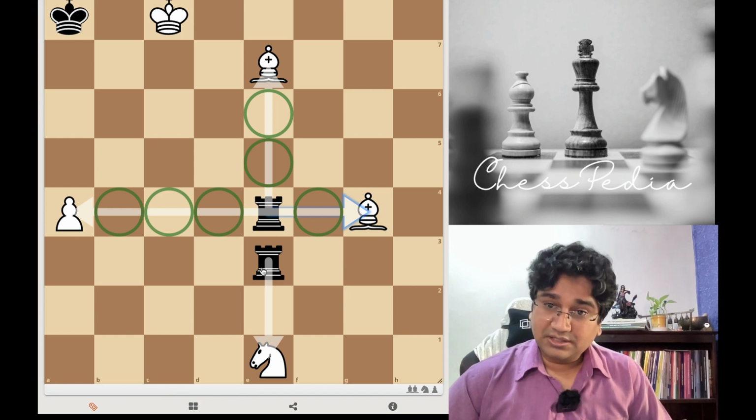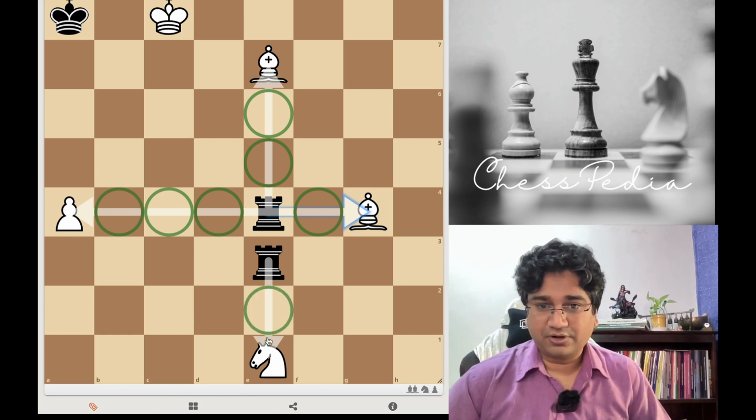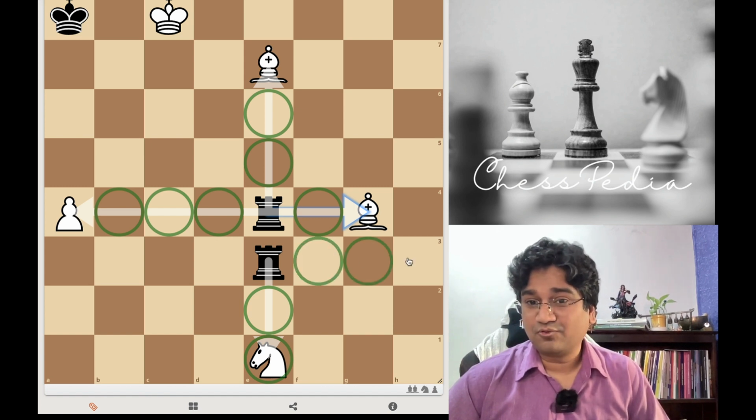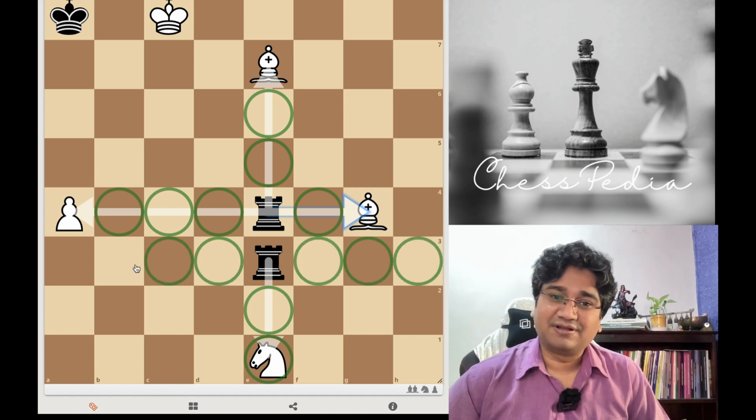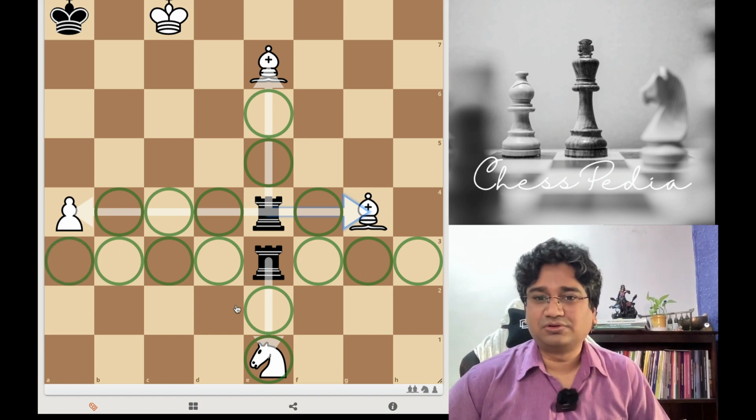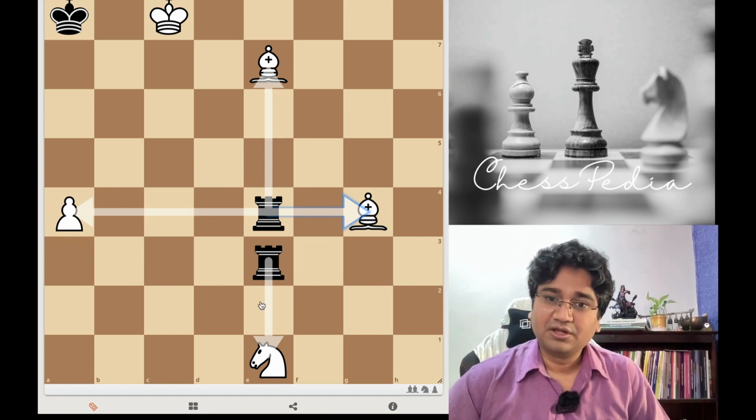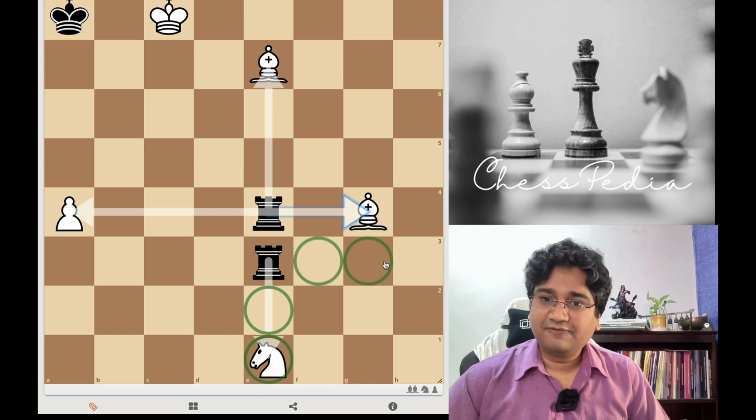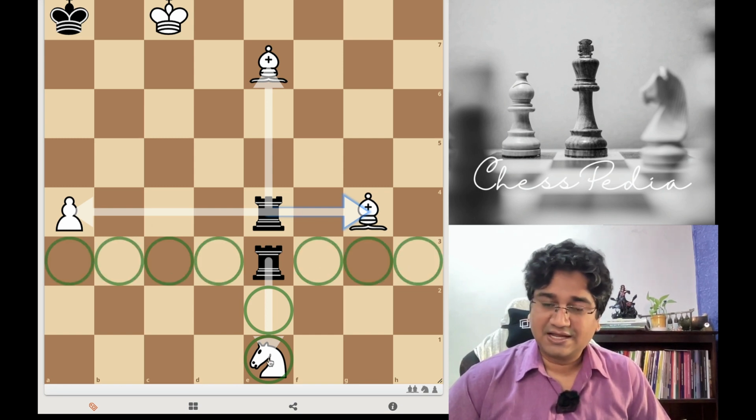For the E3 rook, how many moves can it make? 1, 2, 3, 4, 5, 6, 7, 8, 9. So these are the moves for this rook. I will show you again. 1, 2, 3, 4, 5, 6, 7, 8, 9. These moves it has, and it can capture only one. I hope this is clear.